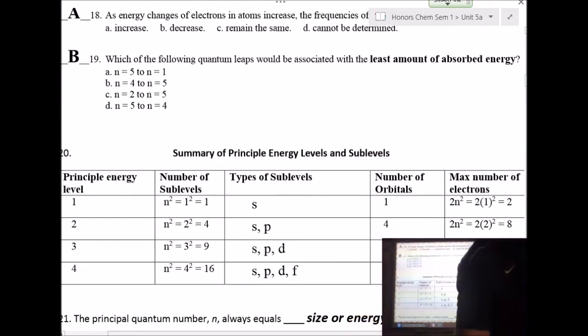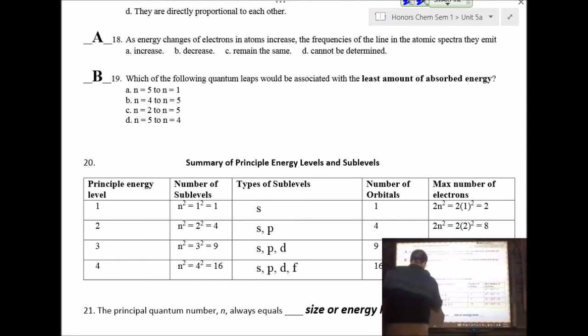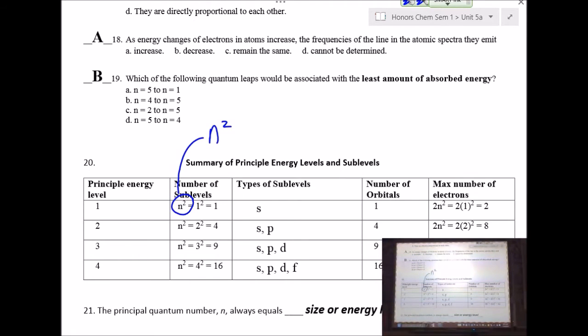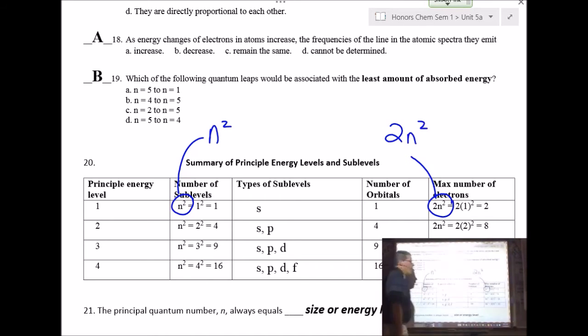Make sure that you can determine how many orbitals there are in a given energy level, and how many electrons there are in a given energy level. I know it's probably not too visible for you guys in the back. So n squared tells us how many sublevels or orbitals we have in a given energy level, and then the number of electrons is that equation. Again, no more than 2 electrons per orbital, or per dash. Does that make sense?